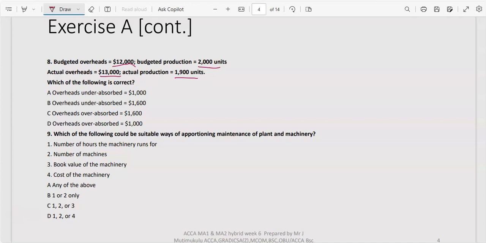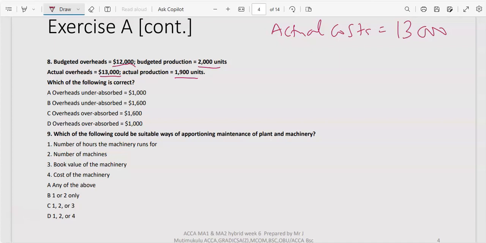For you to know that there is an over absorption or an under absorption of overhead, you need to be led by the principle. So what do you have to do first? Because that's the challenge in the examination. You need to arrange your information systematically. First of all, you have to say what the actual costs were. These were given as 13,000.